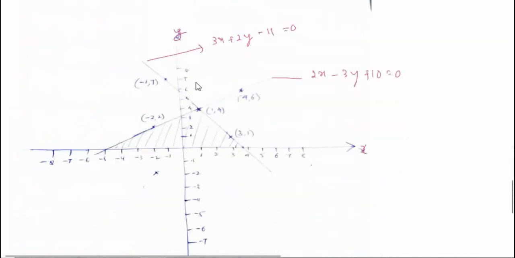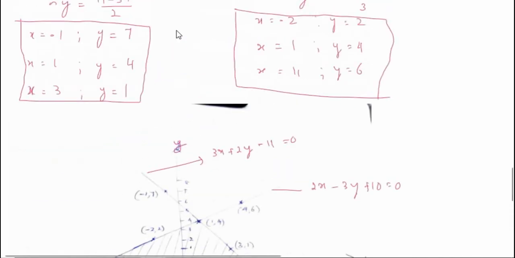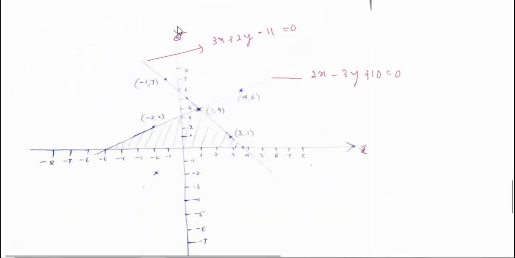Now we have plotted these two lines, taking the 3 points for each equation. So this is the line L1, this is the line L2, and these two lines meet at the point 1, 4. So the solution here is 1, 4. That is the common point where the two lines intersect, and that is the solution.